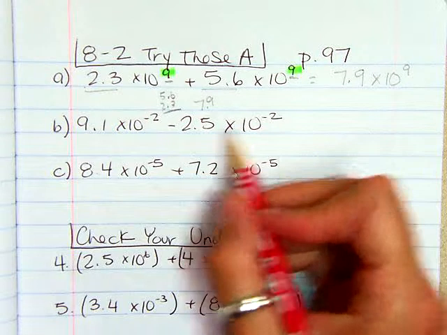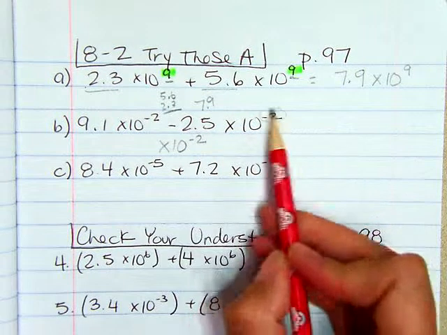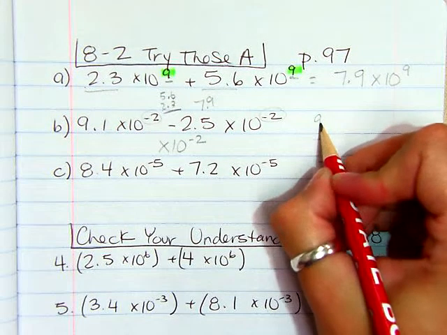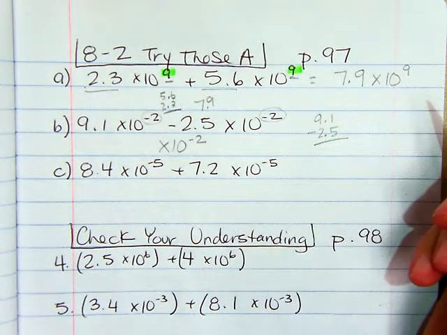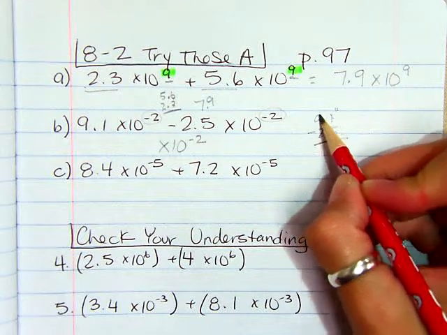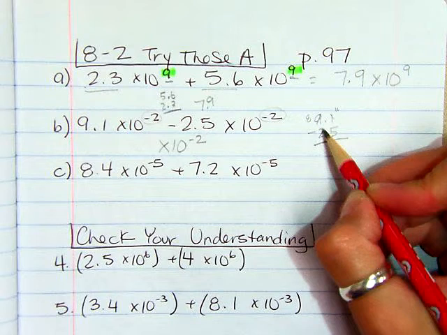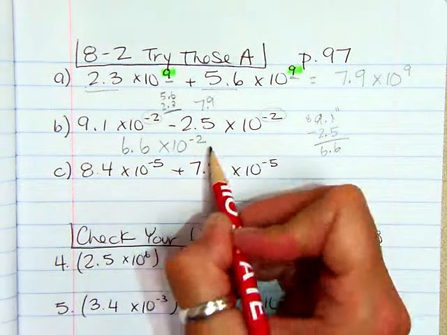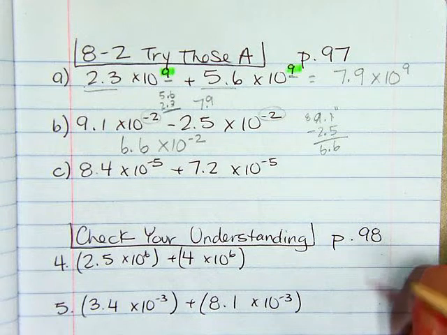Okay, moving on. Same thing here. My answer is going to be times 10 to the negative 2 power because my exponents are matchy-matchy. And then I'm subtracting. So I have 9.1 minus 2.5. Now, of course, we can do this in our calculator, and it is faster, but I'm going to go ahead and show you the regroup method here. So 11 minus 5 is 6. 8 minus 2 is also 6. So I get 6.6 times 10 to the negative 2. I need to double check, is that scientific notation? Why, yes, it is. It's between 1 and 10, so I'm good to go.